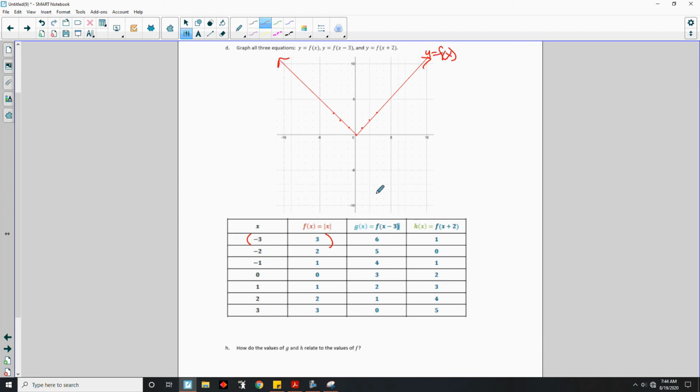All right, now I'm going to graph g of x. So let's erase this. Okay, so in order to graph g of x, let me use blue. So g of x is f of x minus 3. Okay, here we go. So this is our x. Ignore this column now. And this is our y. X, y, x, y, x, y. Negative 3, 6. Negative 2, 5. Negative 1, 4.